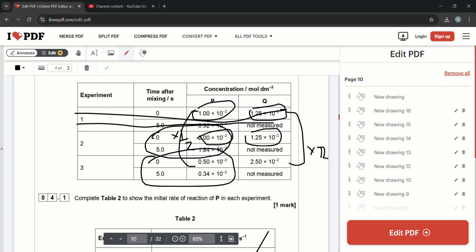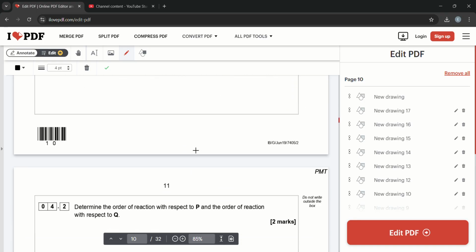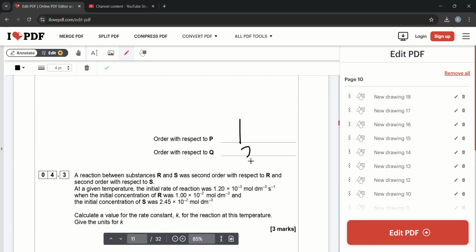Well, what's 2 times a half? Well, that's 1, obviously. So therefore Q must be to the power of 2, because this must be squared then. Because 4 times by half is 2, and that's what happens to the rate of reaction, it doubles. So therefore Q must be 2. So P is equal to 1, Q is equal to 2.